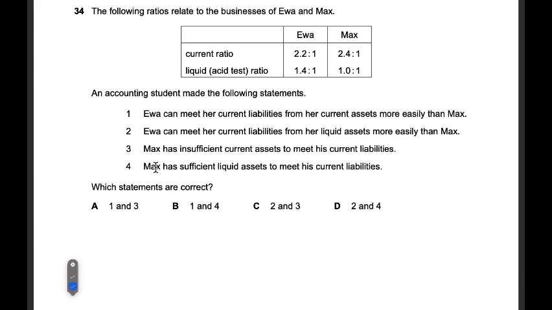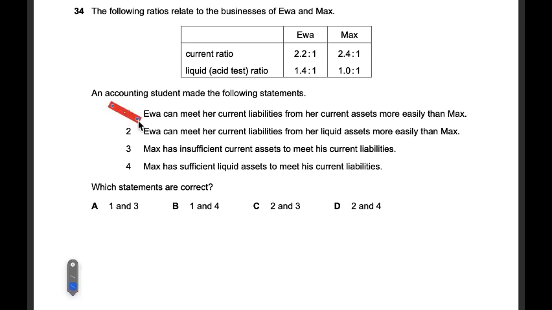Question 34. The following ratios relate to the business of Eva and Max. Nice names. The current ratio of Eva is 2.2, Max 2.4, liquid ratio 1.4 and 1. Eva can meet her current liabilities from her current assets more easily than Max. That is not true because Max has a higher current ratio. So option 1 is wrong.